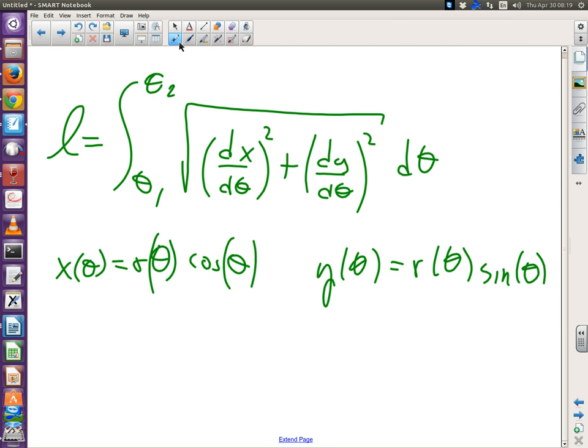So do like we just did with the slope. Differentiate r of theta cosine theta. We had a particular r of theta, right? Well, I'm doing this in general right now. It's a separate question. And then y is r of theta times sine of theta.